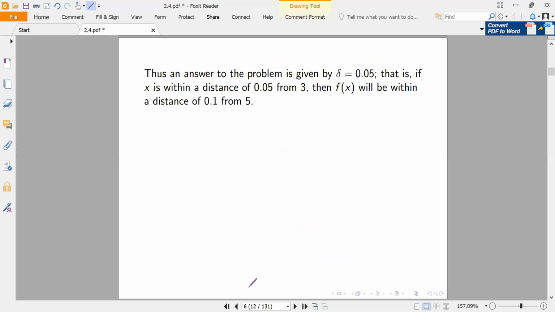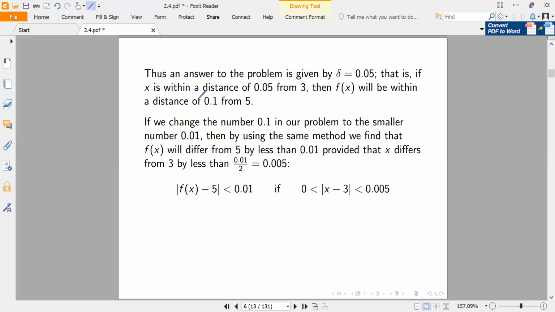But the question is, what if we want the distance between f of x and 5... actually, let's finish first with what we have here. The answer to our problem is that if we choose our delta to be 0.05, that means x is going to be within a distance of 0.05 to 3. If that's the case, or the distance between x and 3 is less than 0.05, then f of x is going to be within a distance of 0.1 from 5, or the distance between f of x and 5 is going to be less than 0.1. But the question is, what if we want f of x to be closer to 5, with a distance of 0.01?